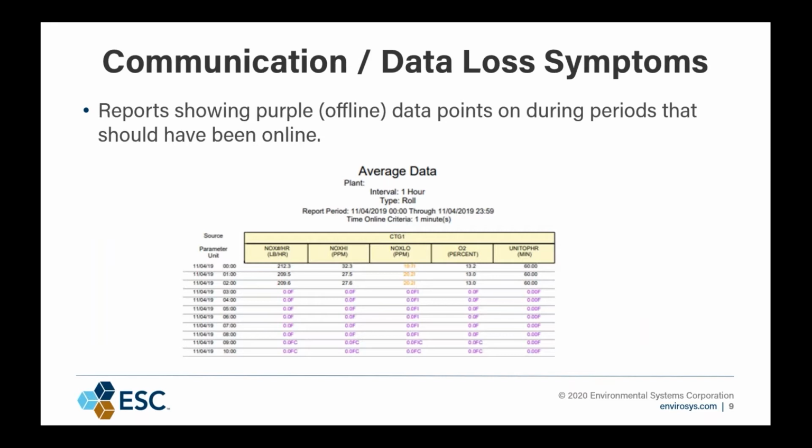Some other signs of data loss is that your reports will be showing lots of purple during the periods that should have been online. This is typically if you know that you were supposed to be online and you see a whole bunch of purple.